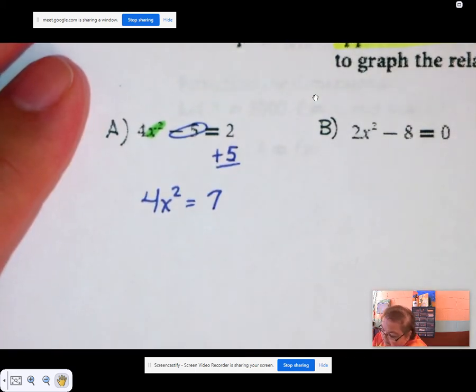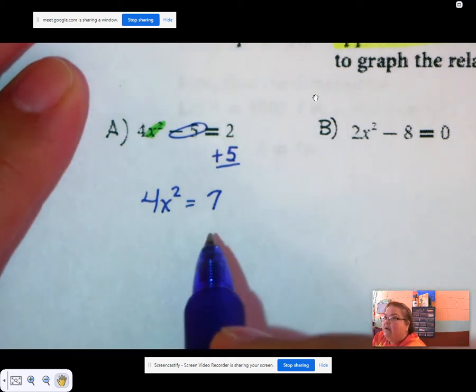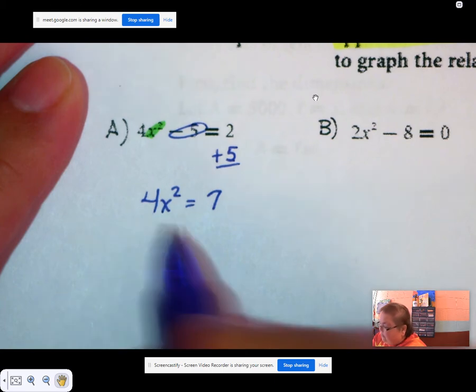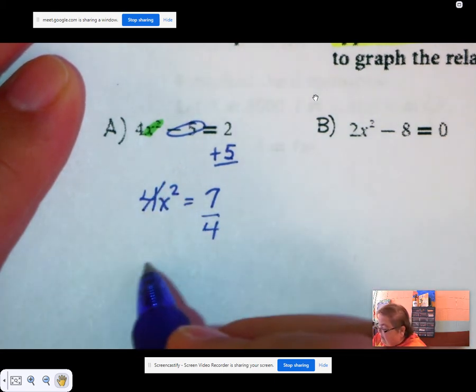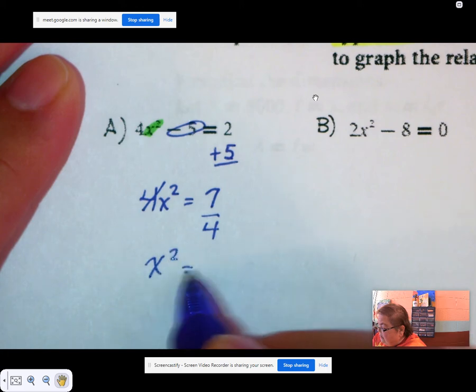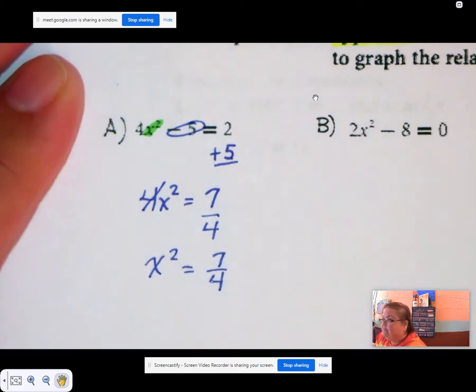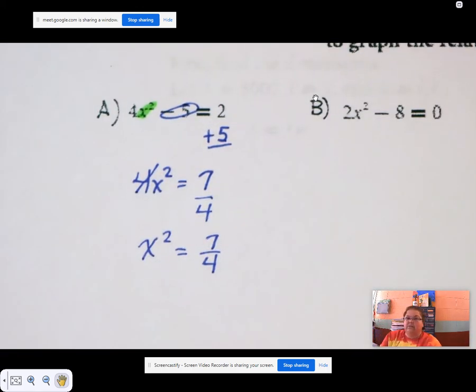Still solving. Divide the 4 away, opposite side. There's my 1. And now I have x squared equals 7 over 4. Okay, nothing new there. Just solve an equation.